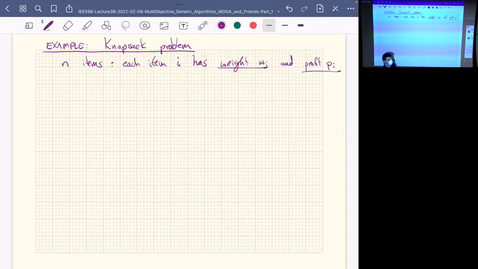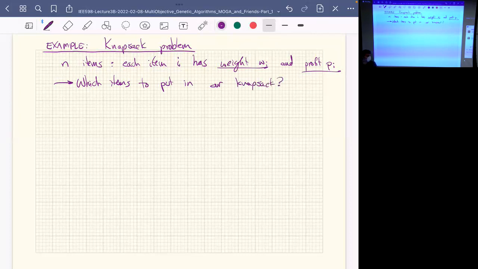And so, of course, the heavier the objects, the worse they are somehow, but the more profitable the items, the better they are. So there are these two conflicting things going on here. So we want to say which items to put in our knapsack. That's the fundamental problem.